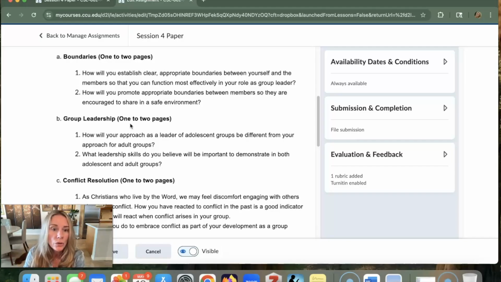And then how will you promote appropriate boundaries between members? At least one paragraph on how you will do that. I will. As a competent group leader, I will. Right? Same with group leadership.